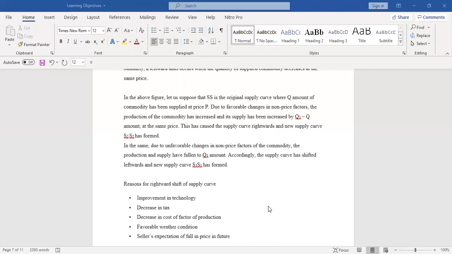All right, guys. So let's start. Bala, I'm giving you the first one. How will an improvement in technology or new technology cause the supply curve to shift outward?